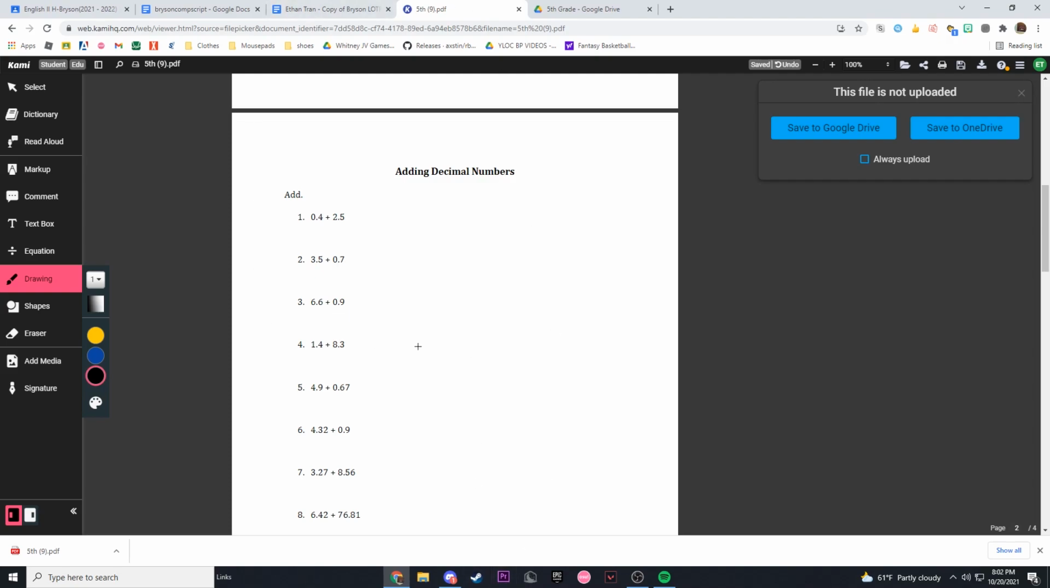For page 2, we're going to be adding decimal numbers. So for number 1, we have 0.4 plus 2.5. When adding decimal numbers, we just add it normally, like it's a normal number. So we have 2.5, and make sure that the decimal place stays in the same place. So we have 0.4, and now we can just add normally. So 5 plus 4 is 9. And don't forget your decimal place. And now 2 plus 0 is 2. So for number 1, our answer is 2.9.